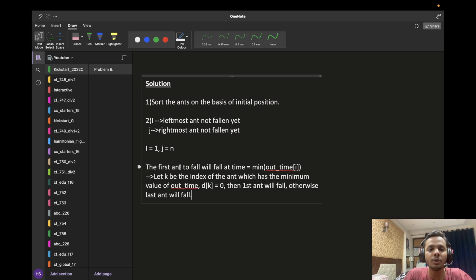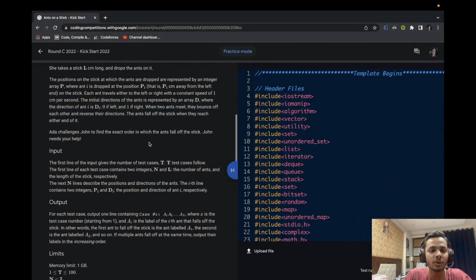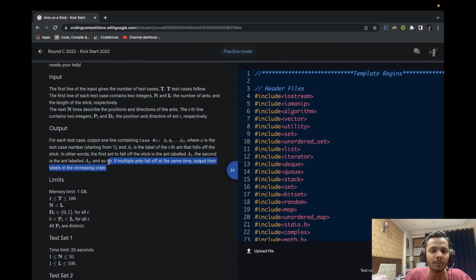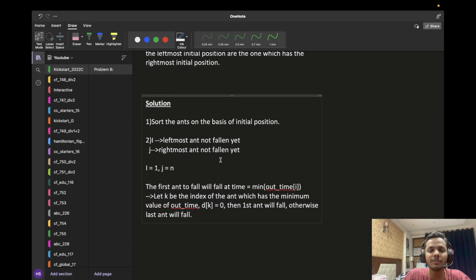The only thing we want to be careful about is that these out time values can collide. Okay, so this is a very important line. So if multiple ants fall off at the same time, then we have to output their labels in increasing order, and to do this we can just do some trivial manipulations with our code, which I'll show you, and we can handle that pretty easily.